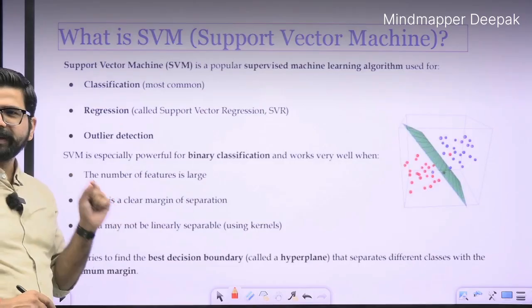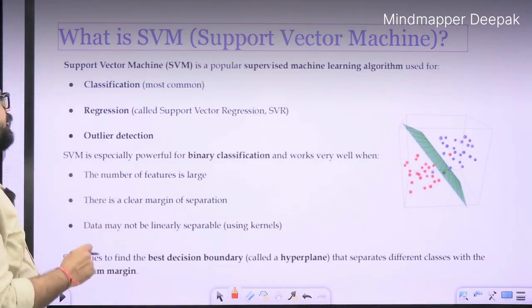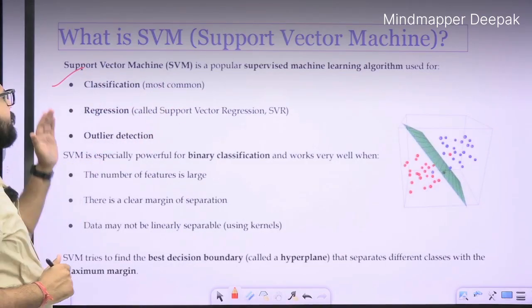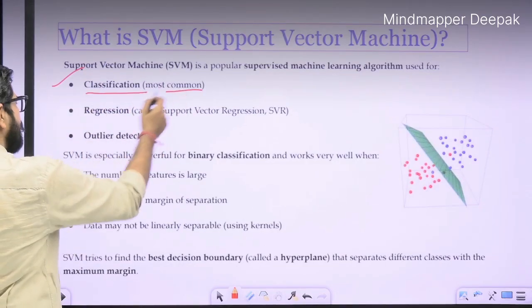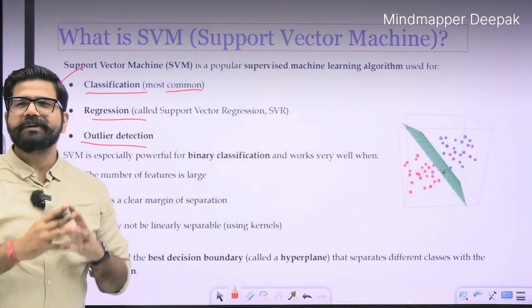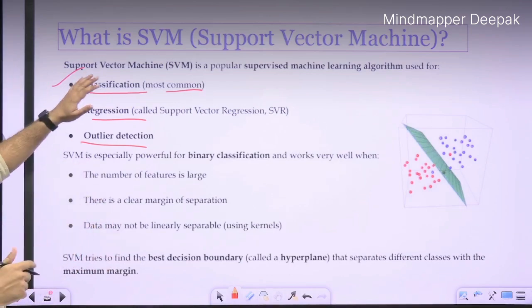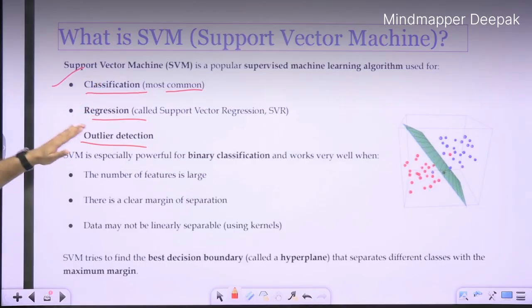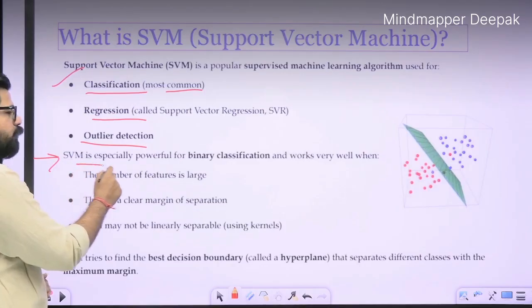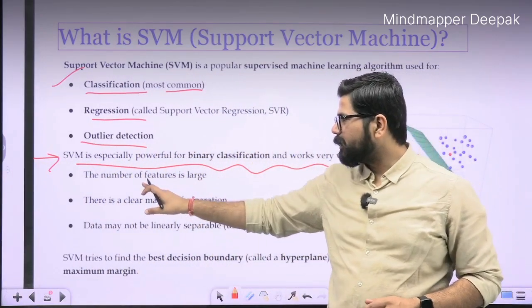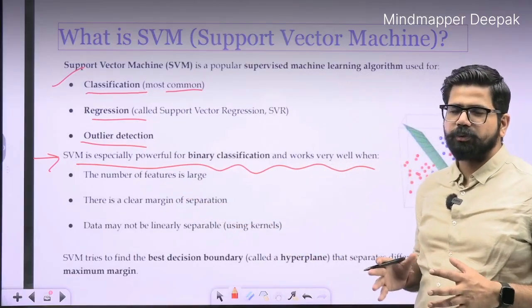Now, the thing that comes to your mind is: what is a support vector machine? A support vector machine is a popular supervised machine learning algorithm which is used for classification, regression and outlier detection. So SVM is specifically powerful for binary classification and works well when the number of features is huge.